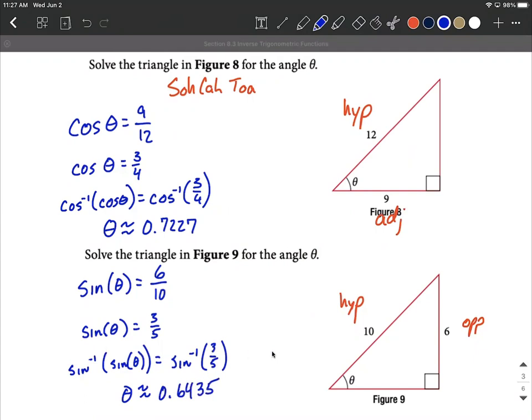And that's basically it. So you want to take your time, think SohCahToa, pick out the correct sine, cosine, or tangent trigonometric function to set up your ratio, and then apply a sine inverse or a cosine inverse, or this could be tangent inverse, to both sides, to get your angle theta.